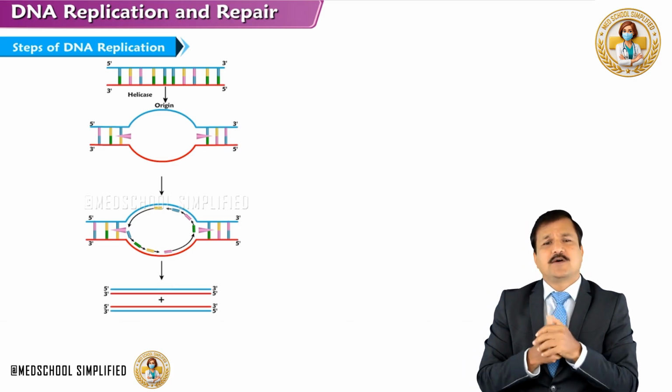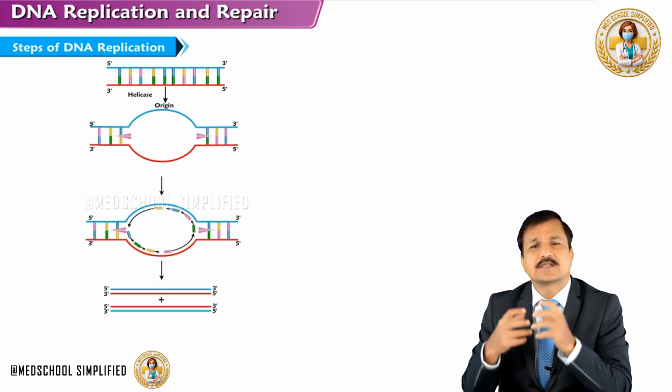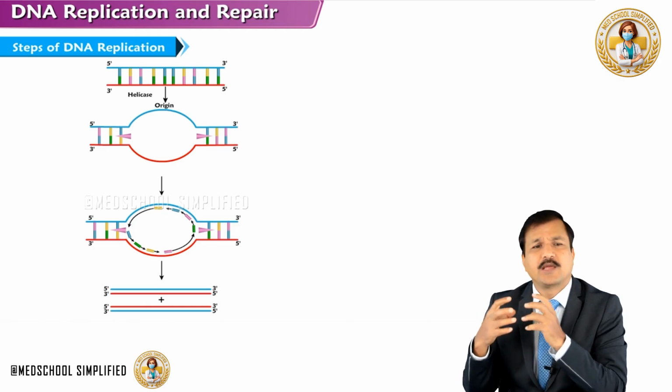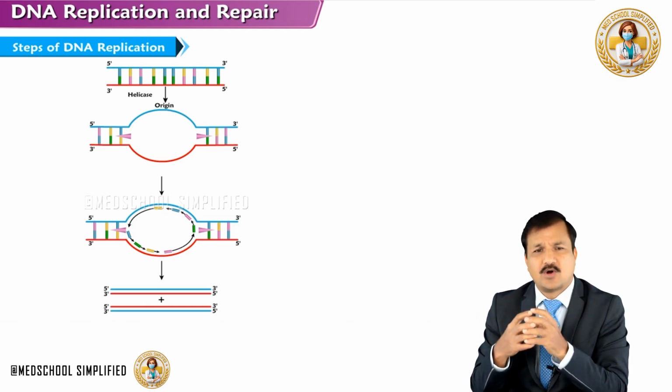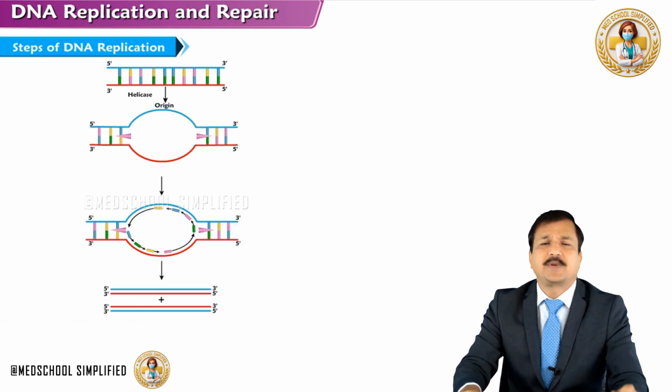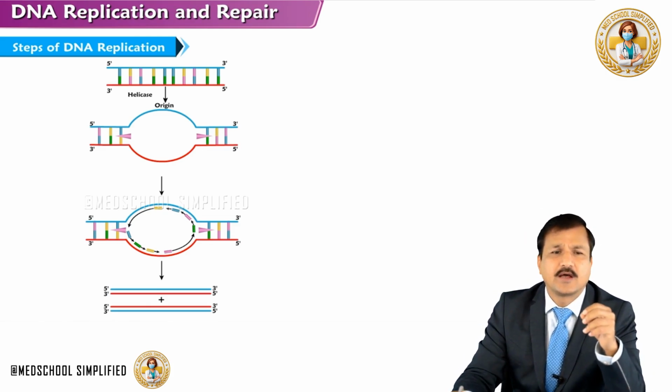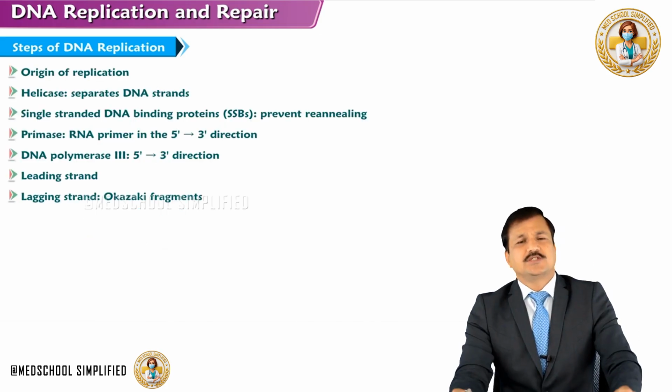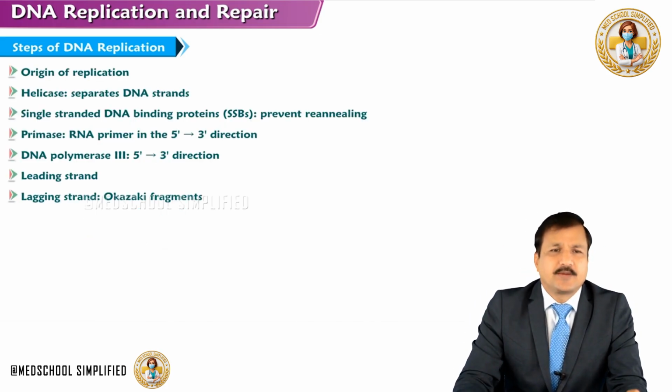So in both types of cells, DNA ligase connects fragment number 1 and 2 by making a phosphodiester bond. This whole process repeats to remove all RNA primers from both leading and lagging strands. So this is what happens during DNA replication.